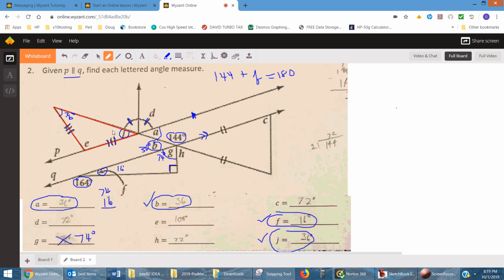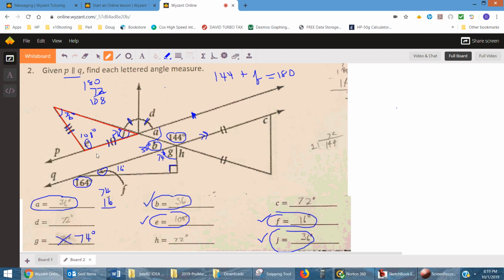So that means that E is what's left over to add up to 180. So 36 plus 36 is 72. Subtracted from 180 will give us angle E. So 2 from 10 is 8. 7 from 7 is 0. 108. So E is 108. That's correct. So 108.